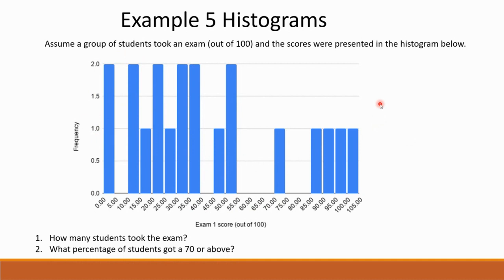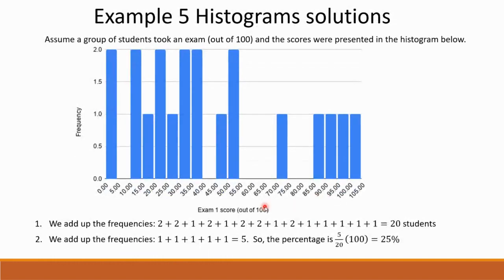And then from there, you could figure out what percentage of students got a 70 or above. How would you answer that question? Well, how would you get the number of students who got a 70 or above? Well, you just add up the frequencies, right? For 70, you would have this one, and higher, you have these. So you just add them up. Add up the frequencies, that is. Okay, so how many students took the exam? Well, again, you're just adding up the frequencies. So it turns out you get 20.